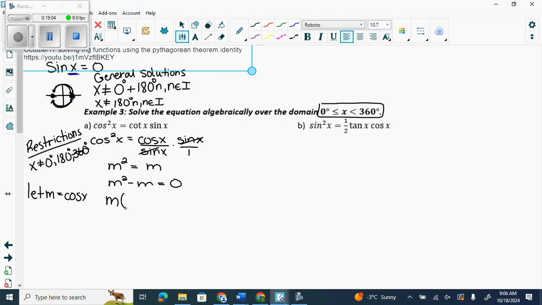All right, take an m out. We're left with m minus 1. We get m equals 0. m minus 1 equals 0. m equals 1. So we get cos x equals 0.